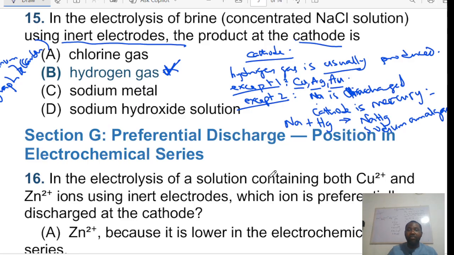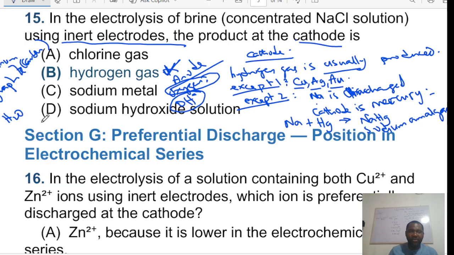Now, in the case of anions, in the case of the anode, I already mentioned that at the anode, always expect oxygen. Oxygen is always produced at the anode. At the anode, it is the OH ion that is discharged. OH ion comes from water. OH ion is discharged, but oxygen gas is produced. Anytime OH is discharged, oxygen gas will be produced.